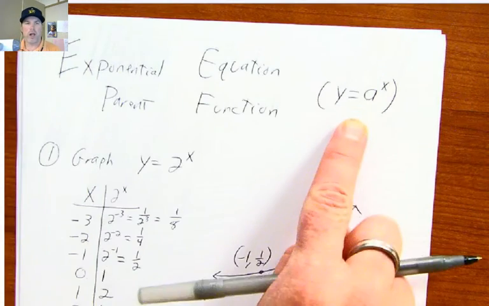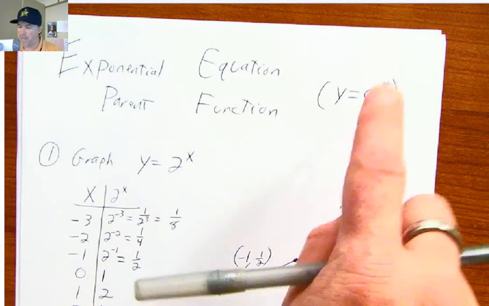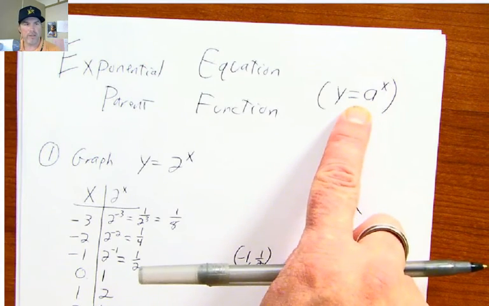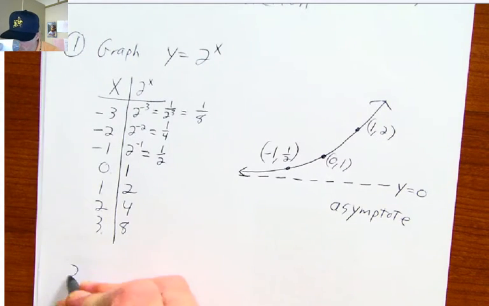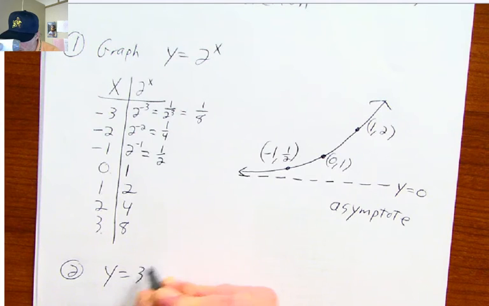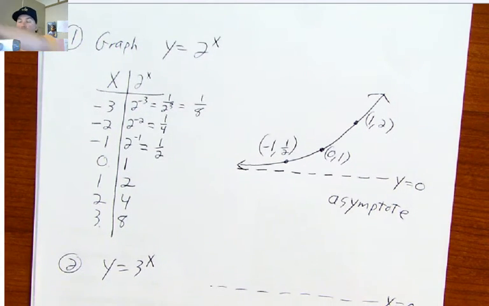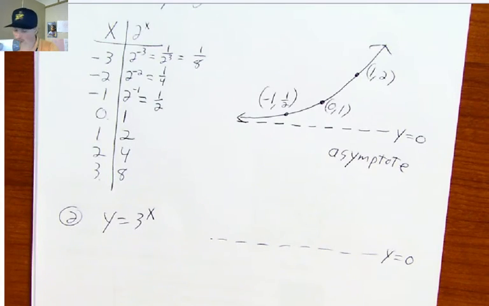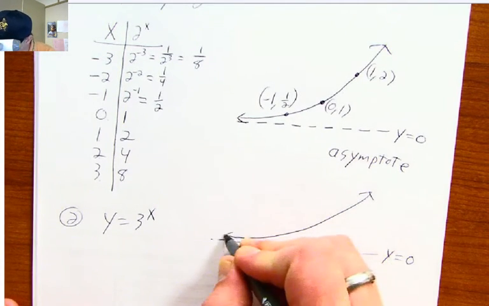So your parent function with exponential graphs will actually change depending on what this number is. So if it was 2 to the x, this is your parent function. But let's say it was 3 to the x. Well, the two graphs will have the exact same look. There will be this horizontal asymptote along y equals 0. You do need to physically write y equals 0 every single time, by the way. But the two graphs will essentially look the same.